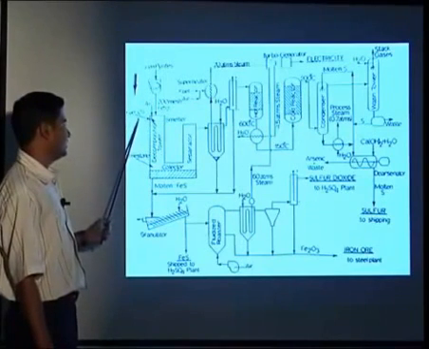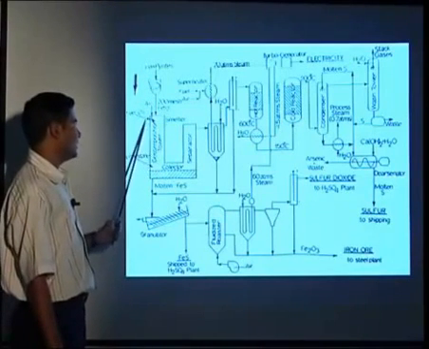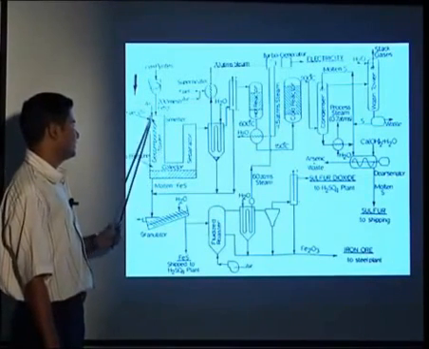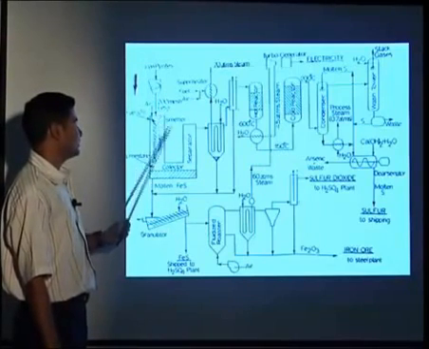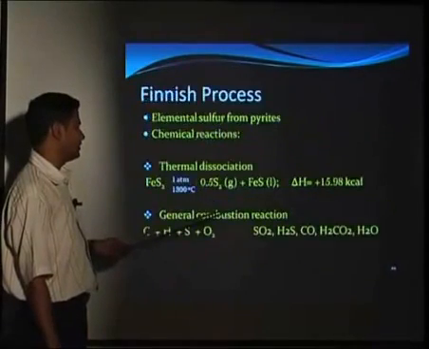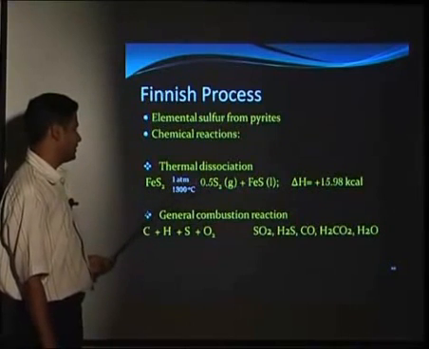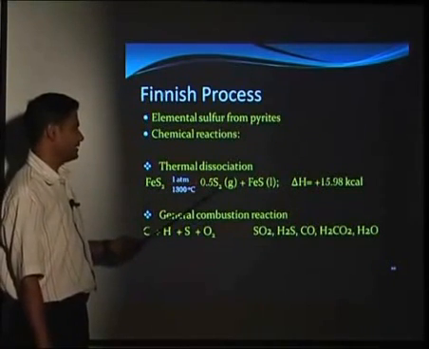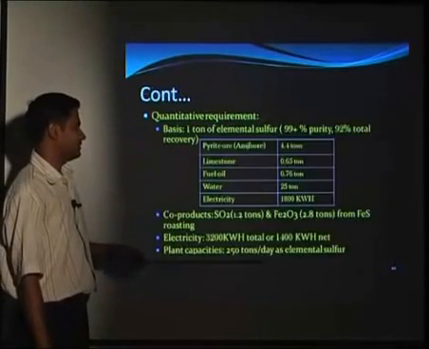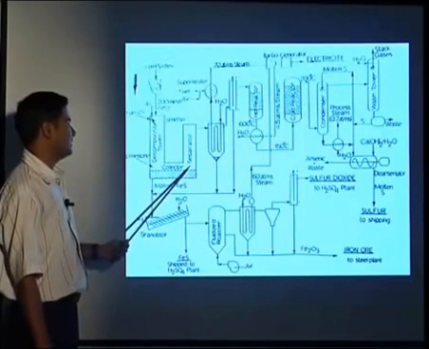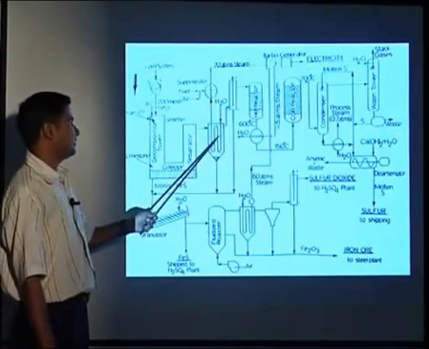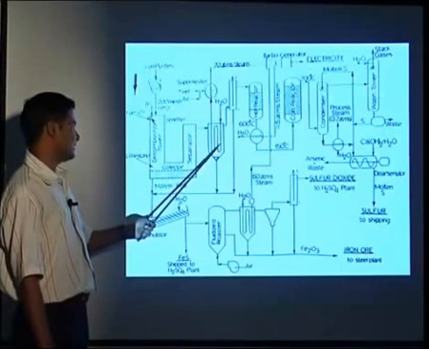You can see fuel oil is passed over here, so that will be burned, creating the heat. The decomposition tower will decompose the FeS2. So what do we get after decomposition? We get the sulfur and the FeS. Here we can get FeS, and the other gases we are sending to the next stage.